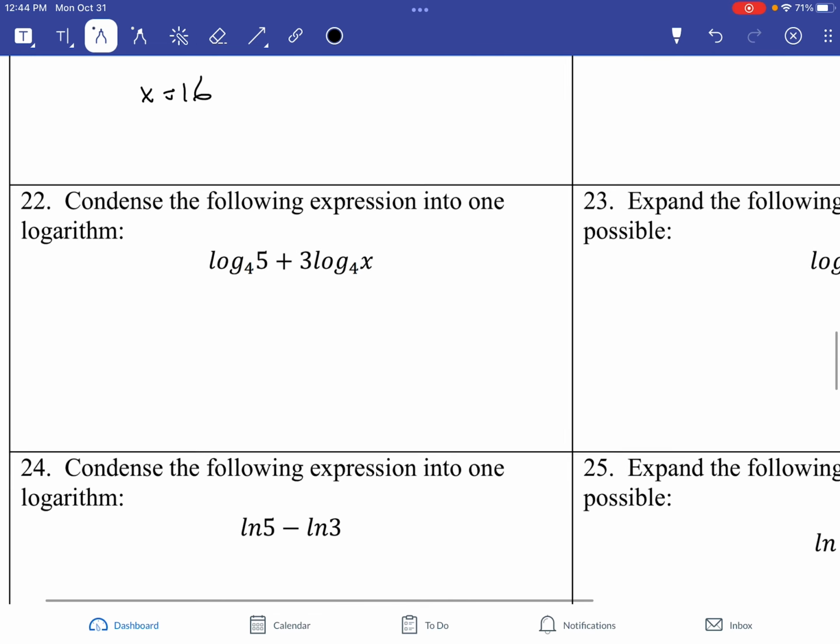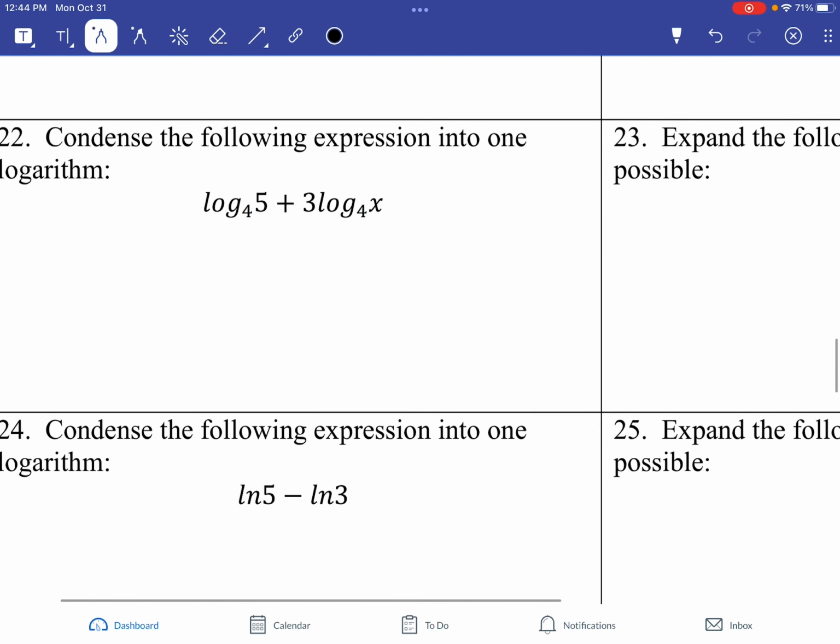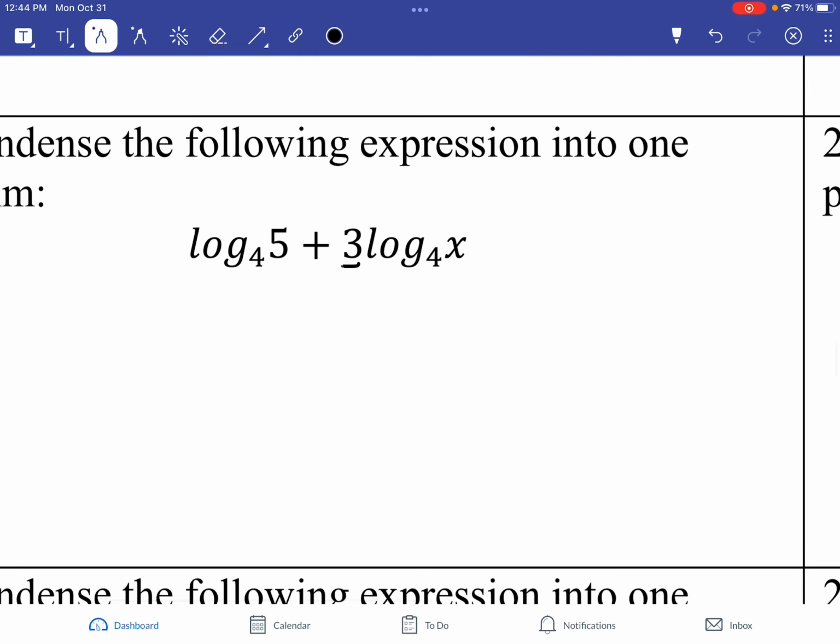Okay, we're going to condense this. So one of these terms has a coefficient. That would be the 3. That's going to become the exponent on the x. All right. And because we are adding, we're going to be multiplying. So we have log base 4 of 5 times x to the third. Well, that's it.